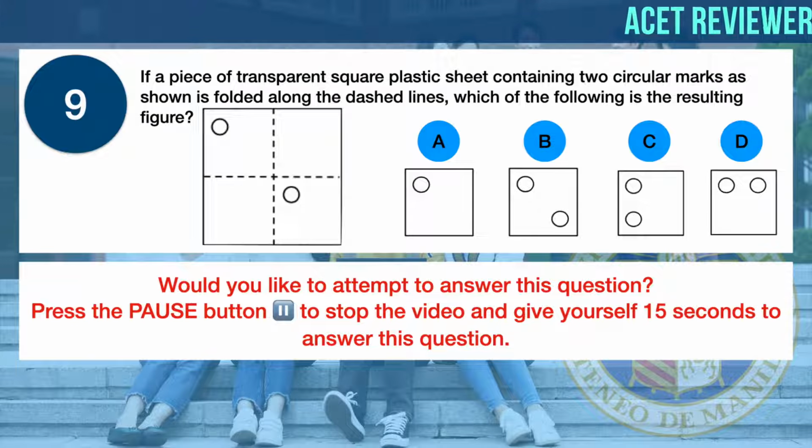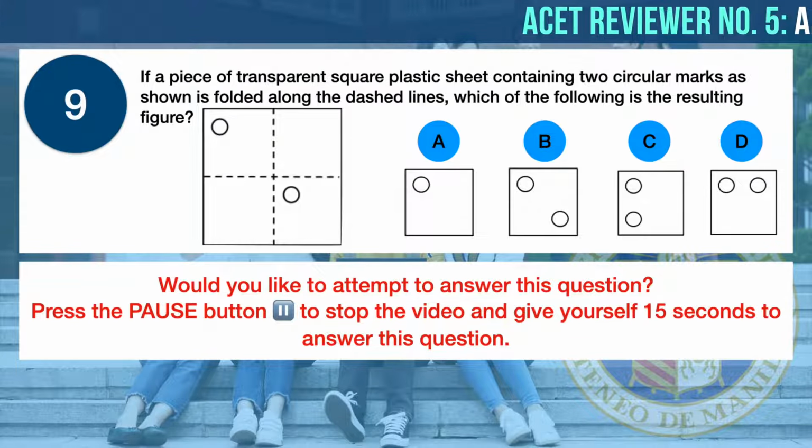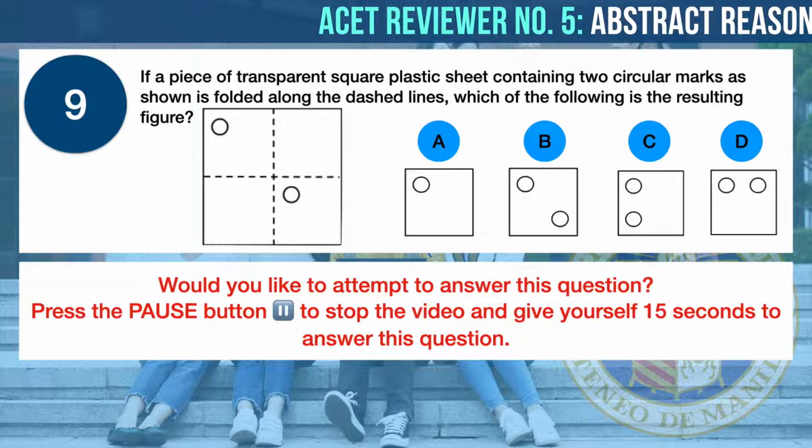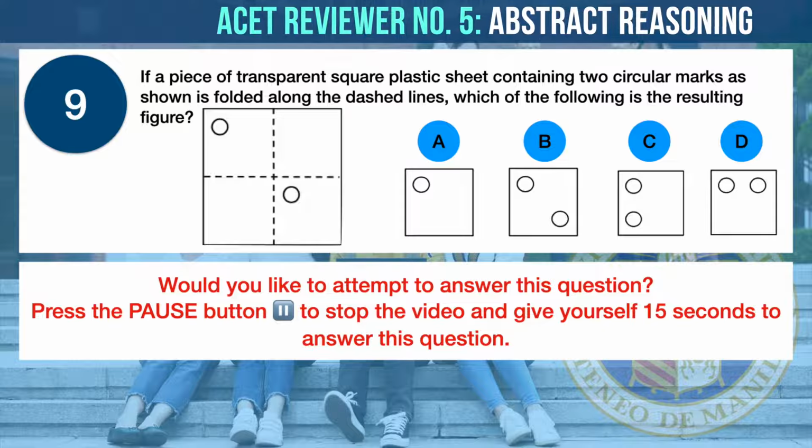Abstract reasoning question number 9. If a piece of transparent plastic sheet containing 2 circular holes as shown is folded along the dashed lines, which of the following is the resulting figure?